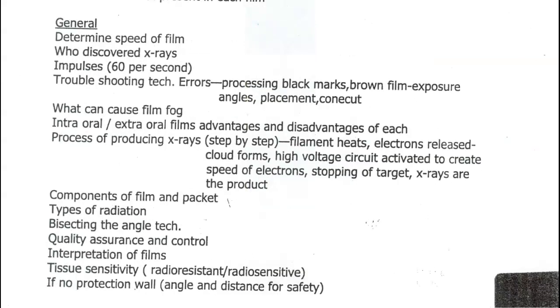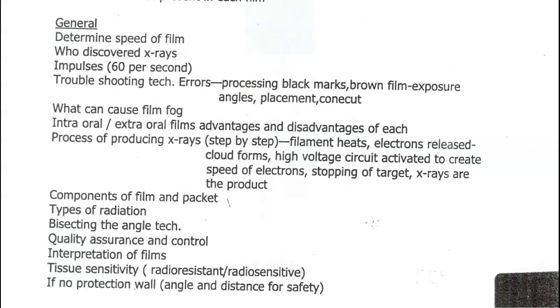We didn't talk specifically about who discovered X-rays, but that was in your assigned reading in the textbook, so you'll be able to find that information, who discovered X-rays and when. Make sure that you know that impulses, which is how we measure X-ray production, that's the time that we measure in, impulses are 60 per second. So you would have 60 impulses per second.